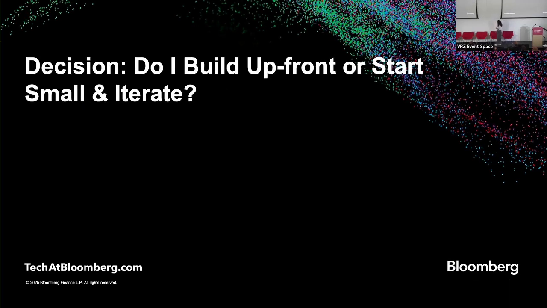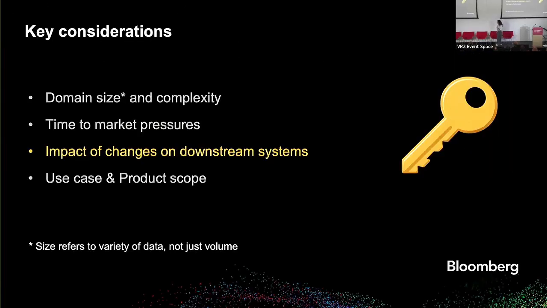The other thing is like, do I build upfront or start small and iterate? Probably everyone would be like, duh, you're going to iterate, Tara. Come on, there's no way that you're just going to build everything upfront. And yes, that is true. However, we have to think about a few key things. What is the domain size in terms of variety? And I'm not talking volume, right? And the complexity. The domain might be so small that I can just build the ontology upfront.